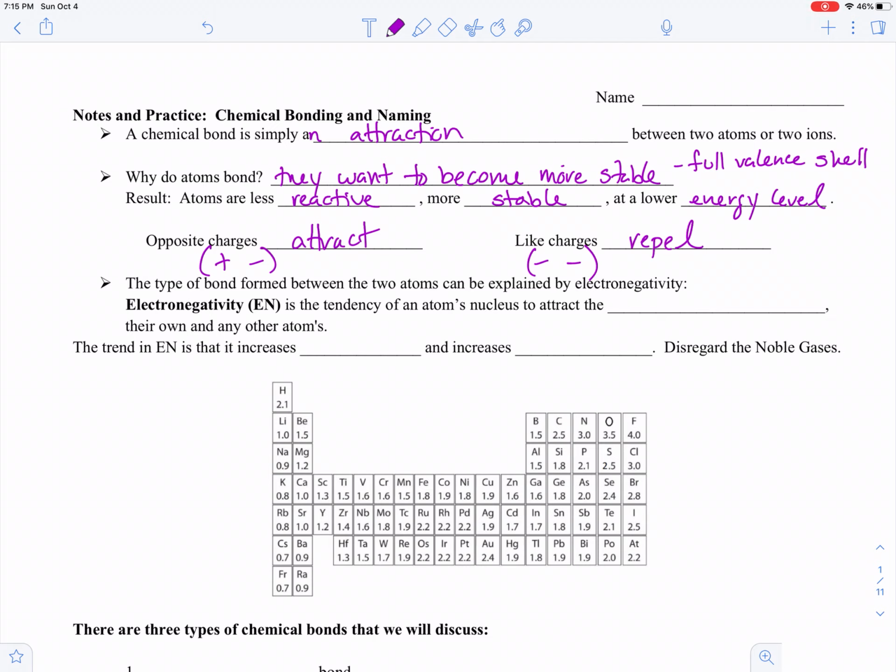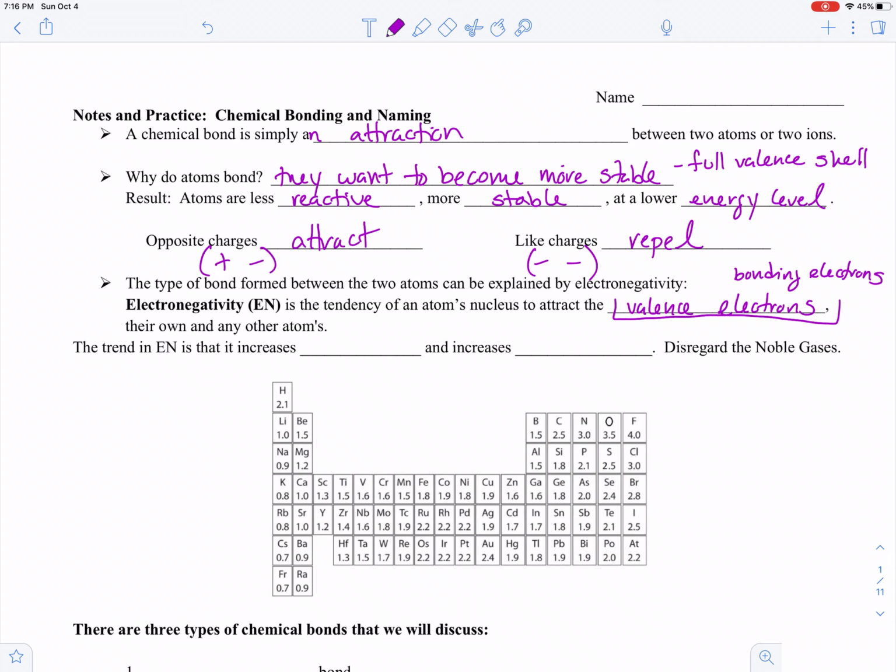So the type of bond that forms between two atoms or ions can often be explained by electronegativity, and we talked about that in our last unit. Electronegativity is the tendency of an atom's nucleus to attract the valence electrons, because those are often the ones that we're most concerned with, their own and any other atoms'. So basically, how attracted are we to the outermost electrons. Sometimes these are also bonding electrons, but we'll talk about that later. For right now, we're going to be concerned with the valence electrons.